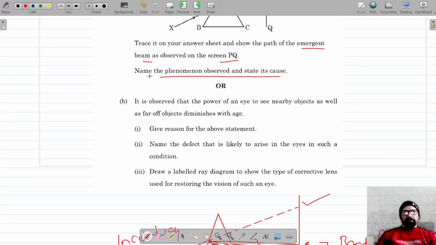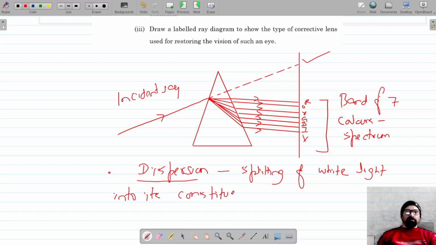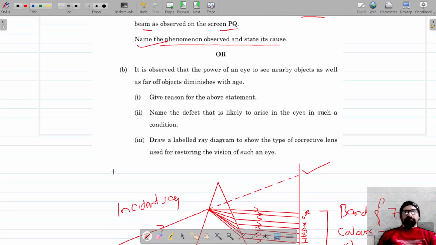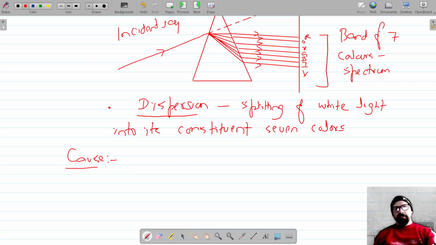Okay, now what is asked in the question? Name the phenomenon. So the phenomenon is dispersion, the splitting of white light into its constituent seven colors. Okay, now what is the cause? What is the cause of dispersion? The cause of dispersion is that this light consists of seven colors, and seven colors bend at different angles.